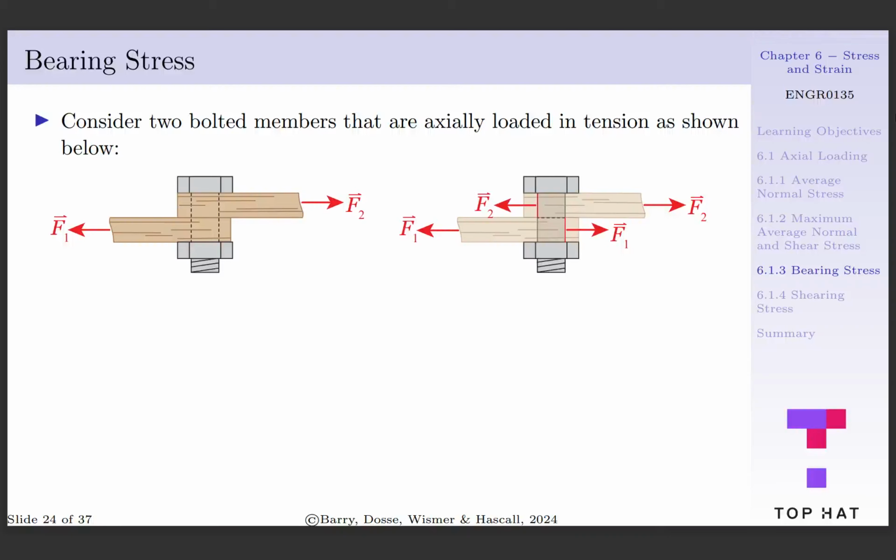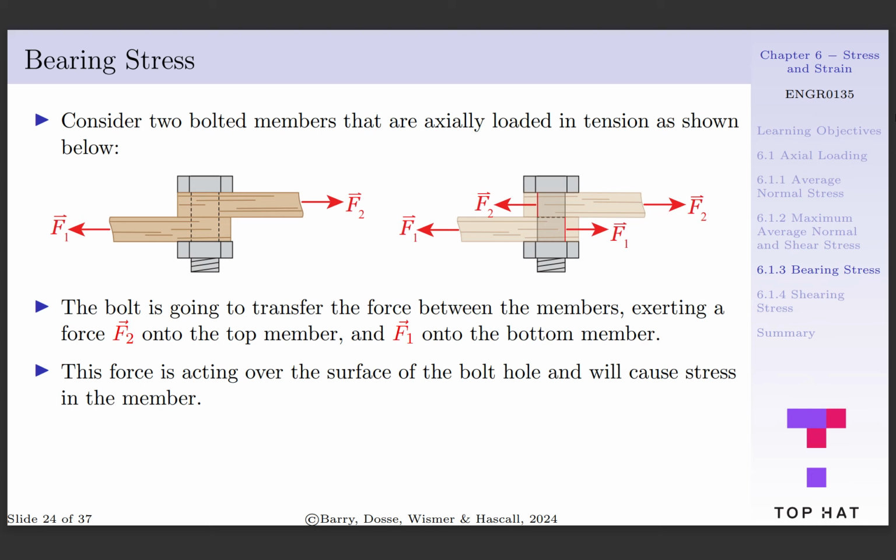Let's consider a situation where we have two bolted members in tension, where the bottom member has applied force F1 and the top member has an applied force F2. Because each action has an equal and opposite reaction, the bolt is applying a force in the opposite direction that is of equal magnitude to F2 on the top member, and a force in the opposite direction equal in magnitude to F1 on the bottom member.